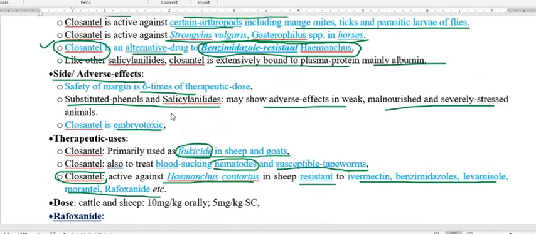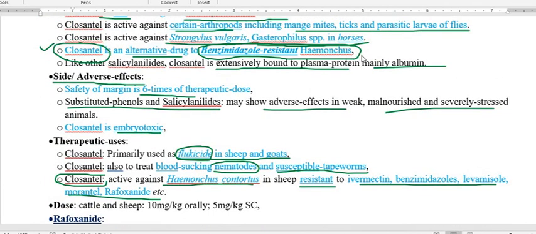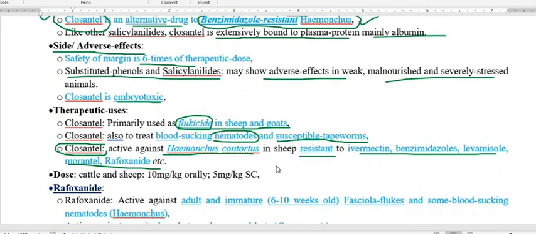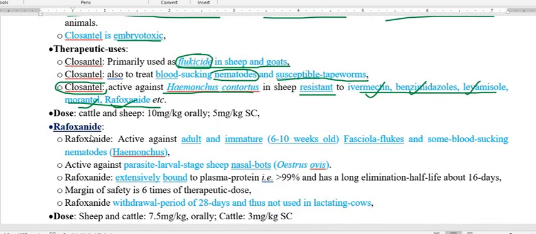Clorsulon is a very good choice for Haemonchus that is showing resistance against drugs such as benzimidazole, ivermectin, levamisole, morantel, and rafoxanide. Regarding the dose of clorsulon in cattle and sheep, it is 10 mg per kg orally and 5 mg per kg subcutaneously. So this is about the dose.